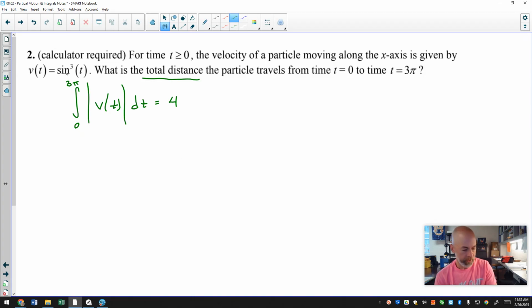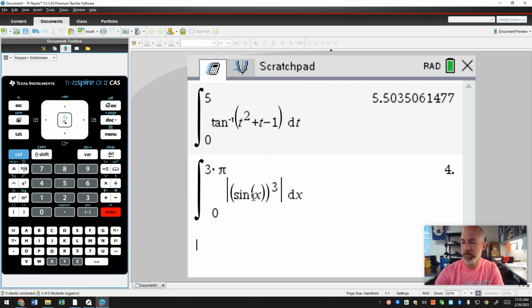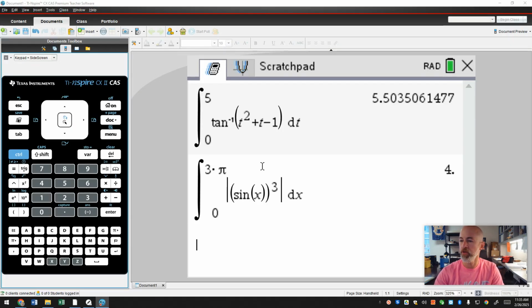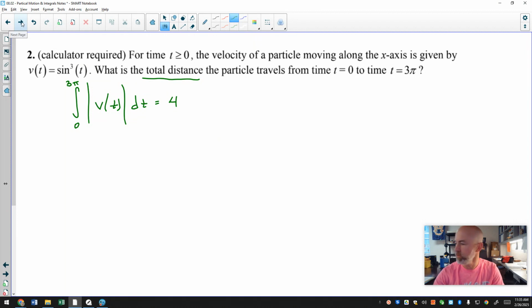On these calculators, it doesn't matter if you use x's or t's. I noticed that I did sine x dx. It doesn't really matter. It'll give you the same answer whether you use x's or t's or any other variable. So there's 1 and 2.